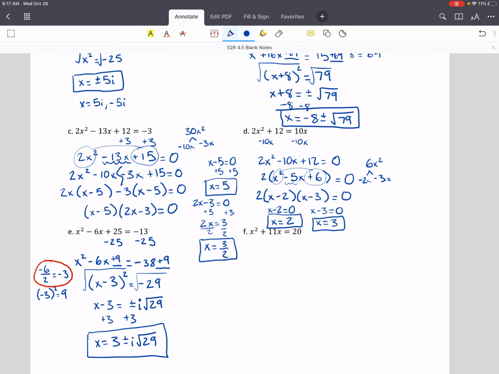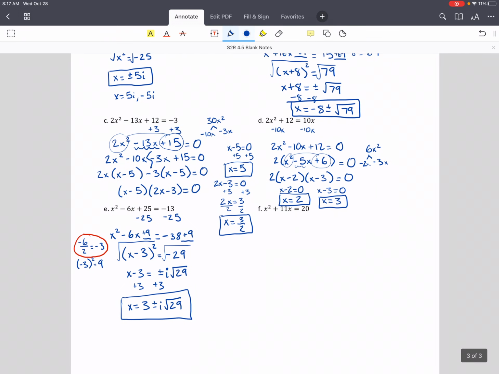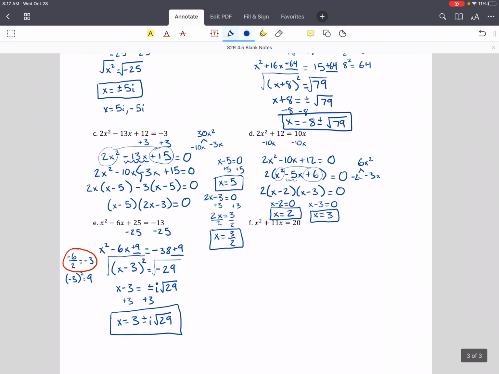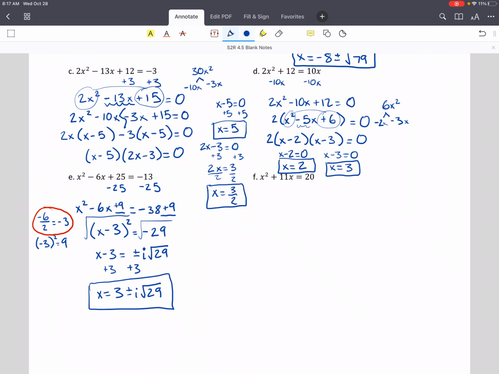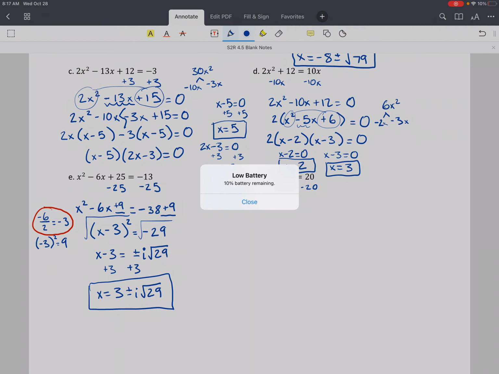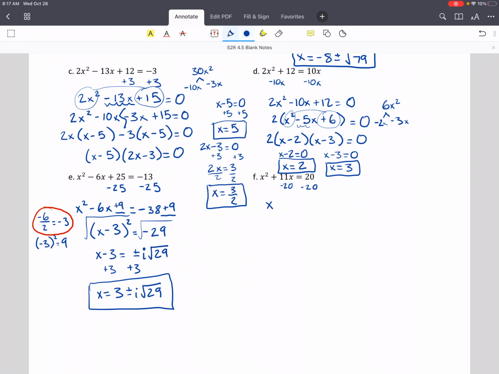So literally, I've just done factoring and complete the square for most of these. Looks like part A I did a square root. So I'd hate to leave you without quadratic formula. So let's do some quadratic formula. I'm going to start by getting this in standard form. x squared plus 11x minus 20 equals 0. And I'm just going to write down my quadratic formula for reference over here.